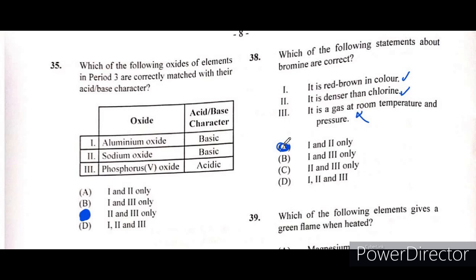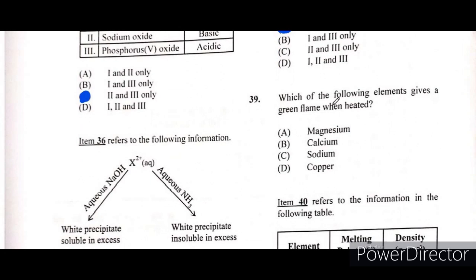Yep. 39. Which of the following elements gives a green flame when heated? Copper. Magnesium gives a white flame. Sometimes copper gives a blue, sometimes they say blue-green. Calcium and sodium. Calcium gives a reddish flame, and strontium as well. Lithium as well. And sodium gives a yellow flame. I think they say sometimes it's red, but they just say standard yellow.